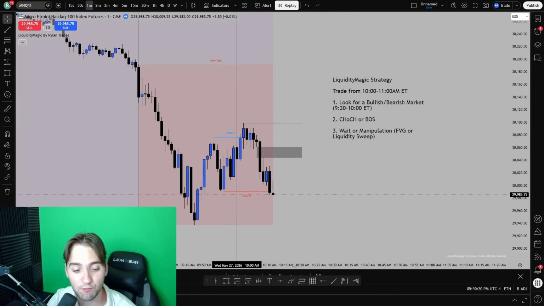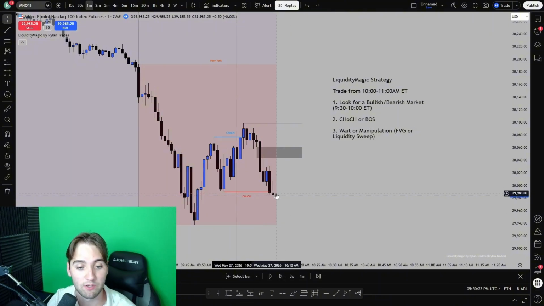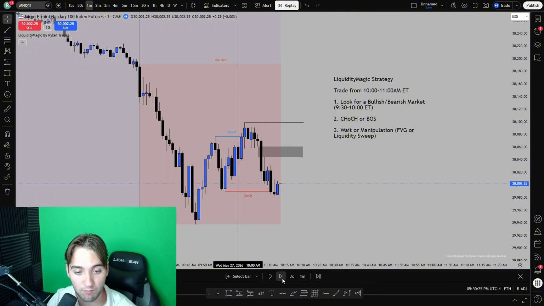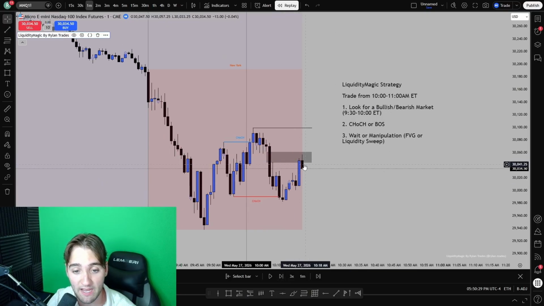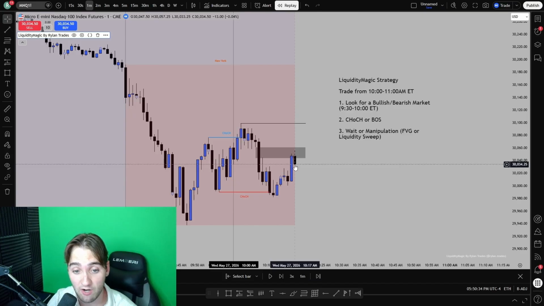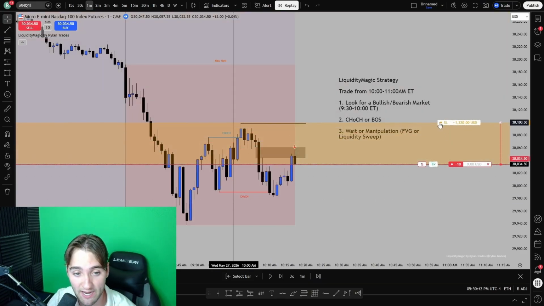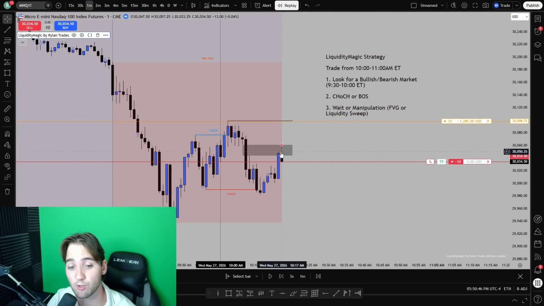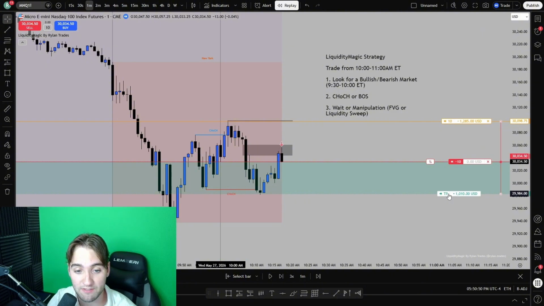What I like to go ahead and do is wait for that. So we're going to fast forward. Price ends up coming to a fair value gap. So now since we see that rejection off that gap, I'm going to go ahead and take a position here. And I'm going to have my stops at this swing high. Since we're already rejecting off of this fair value gap, we're going to go ahead and look for take profits.